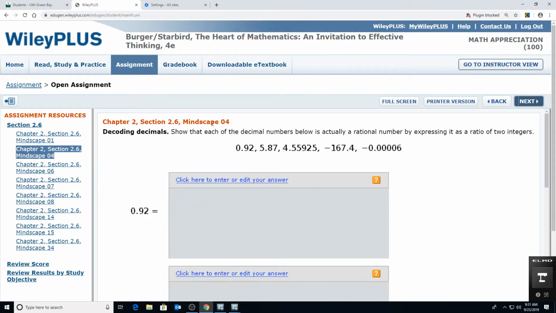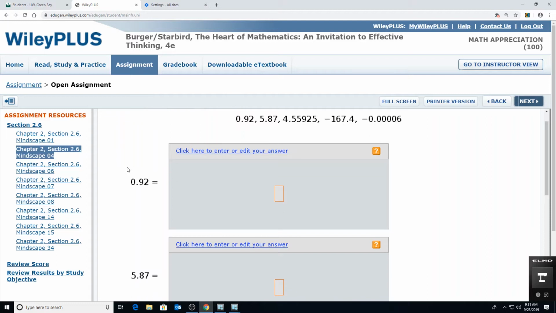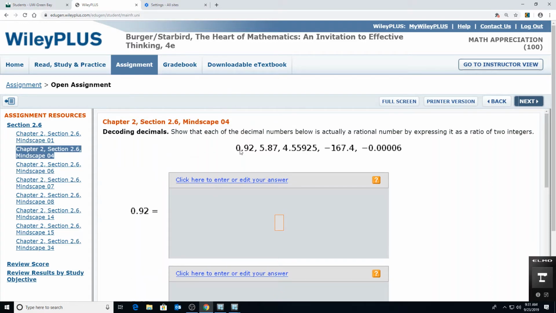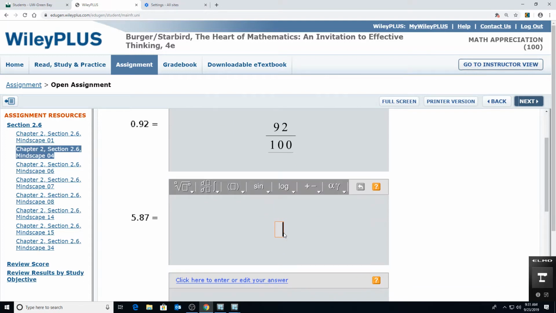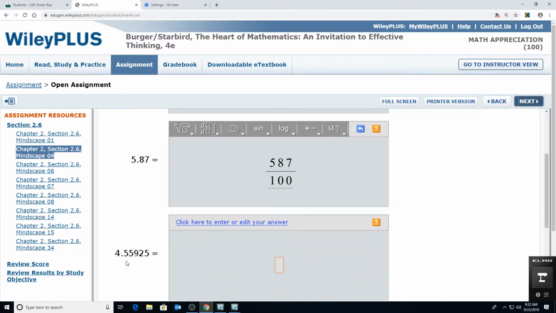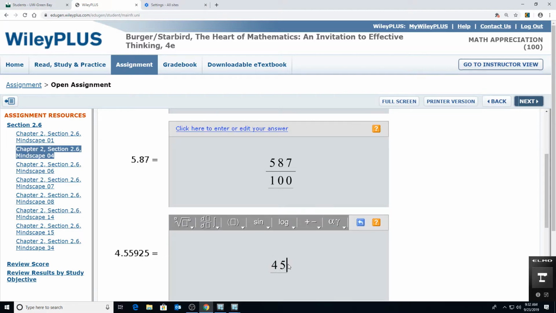Okay, this one? Okay, so when you have two decimal places, to write your answer as a fraction, you put a 1 with 2 zeros underneath, like that. So this has two decimal places, so I'll put 587 over 100. This has 1, 2, 3, 4, 5 decimal places, so I'm going to have 5 zeros in my denominator.